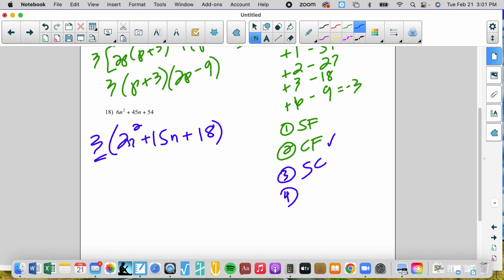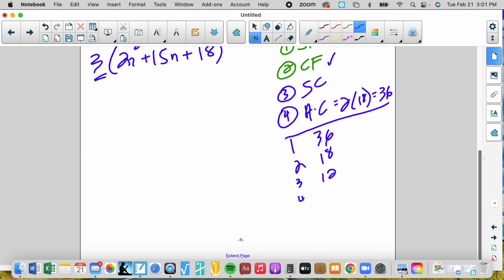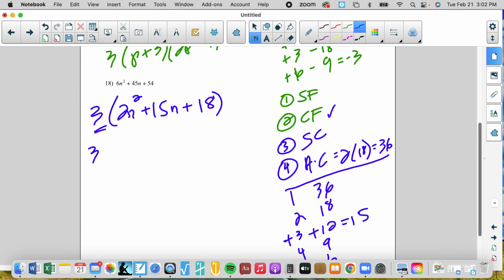Special case, no. a times c, 2 times 18 is 36. 1 and 36, 2 and 18, 3 and 12, 4 and 9, 6 and 6. Signs are the same, both positive. Right there, 15, I'm looking for my middle, so I can kind of jump to that. 2n squared plus 3n plus 12n plus 18.